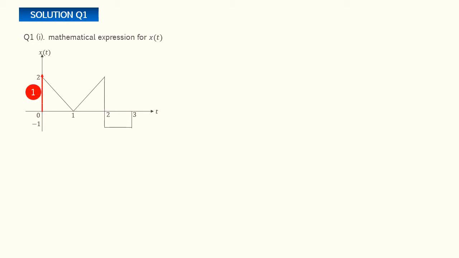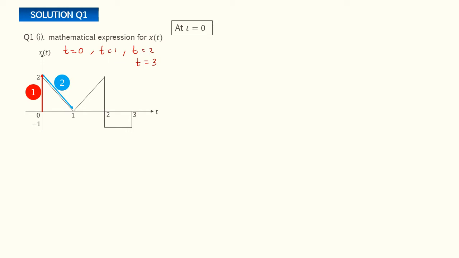So the first one, at t equal to 0, and then t equal to 1, t equal to 2, and also t equal to 3. At t equal to 0, you can see one vertical line pointing upwards, and at t equal to 0 as well, there's a slope pointing down. Okay, so let's write the equation for both signals.